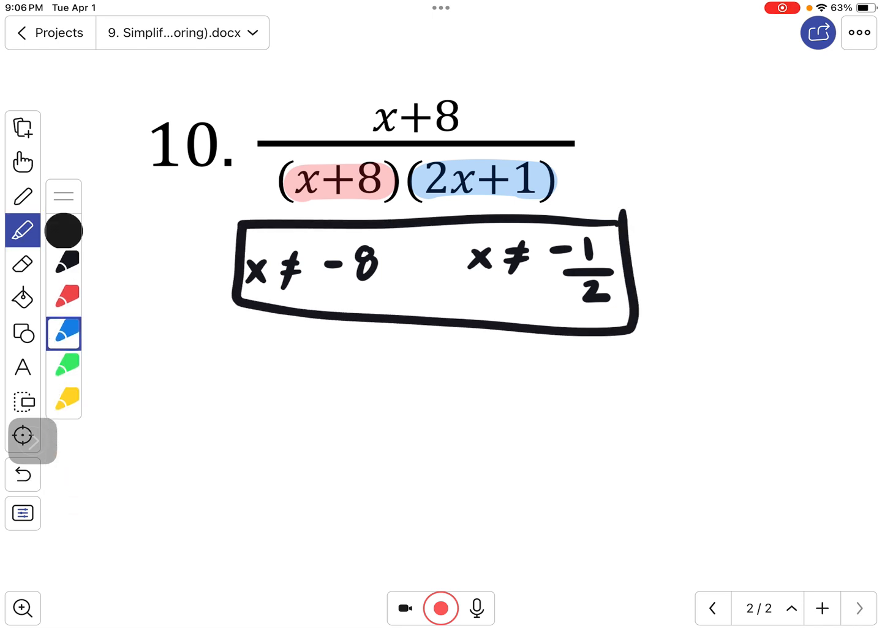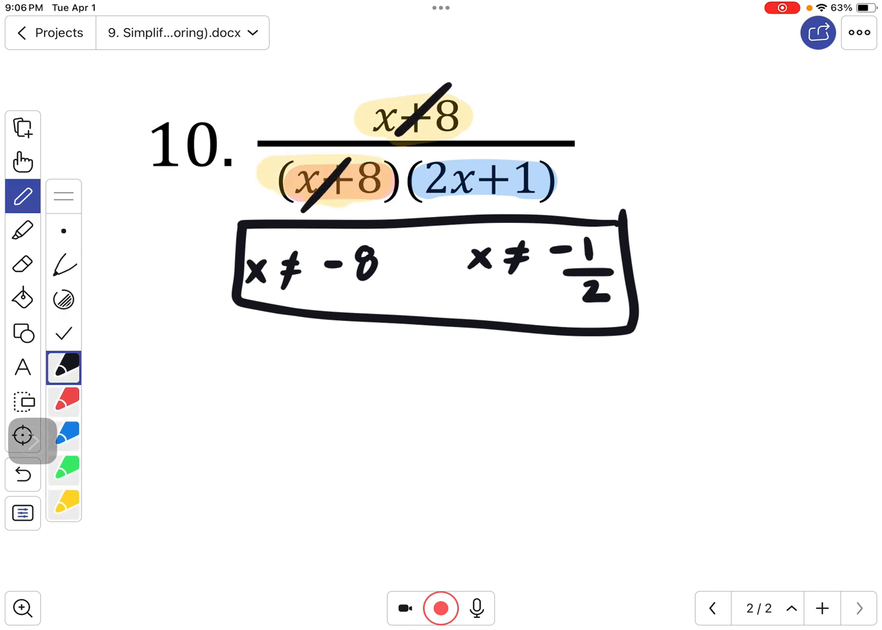And then I'm going to look, do I have anything on the top and the bottom that are the same? I sure do. So I can get rid of this and get rid of this. Okay, so I still have the 2x plus 1 on the bottom inside parentheses. You don't necessarily have to have those parentheses. I just like to keep those. Okay, here the top is open. You can't have an open top. You have to have something that holds that top spot. So I'm going to put a 1 right there.